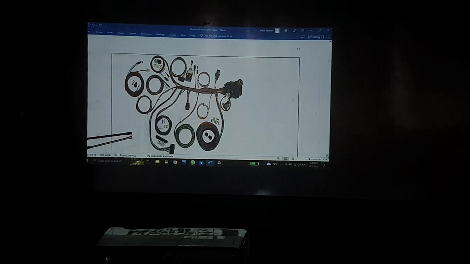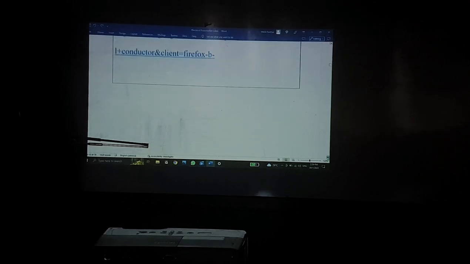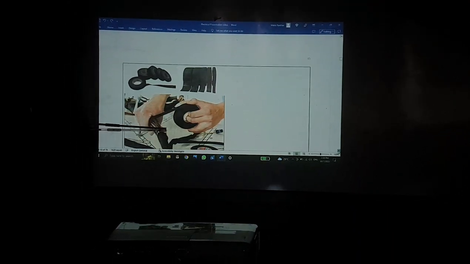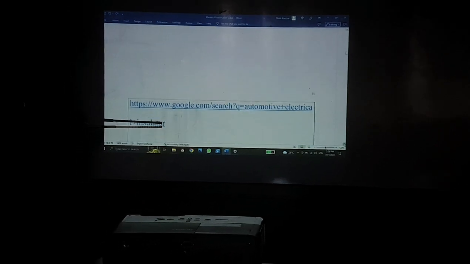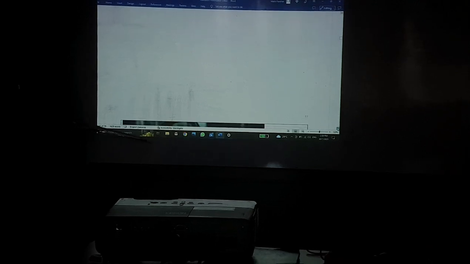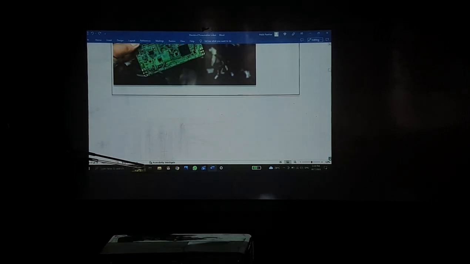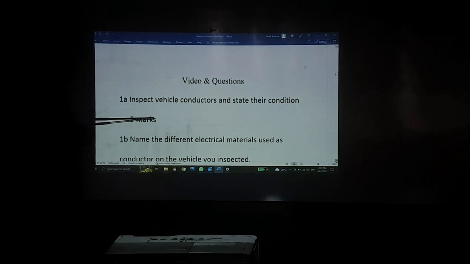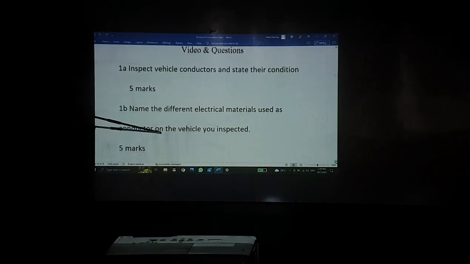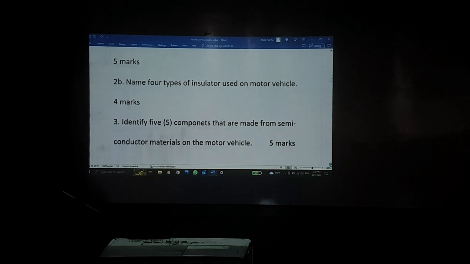Continue. Alright, conductor material, insulator material. Semiconductor material, right? Ring circuit. Remember, no test light, no analog multimeter, strictly digital. And look at this already. We did this in the practical when we were outside. Look at all these already.